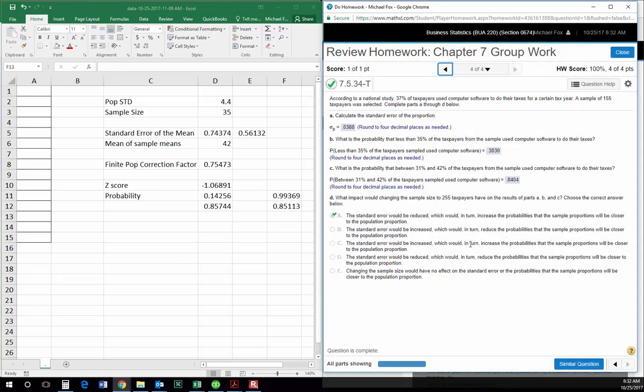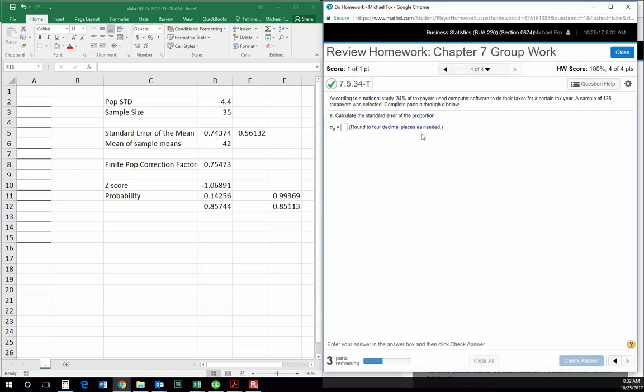All right, and we're on to our last question. According to a national study, 34% of taxpayers use computer software to do their taxes for a certain year. A sample of 125 taxpayers was selected. Complete parts A through D below. So this one's a little different because now, instead of knowing the numbers of people, we know proportions of people.